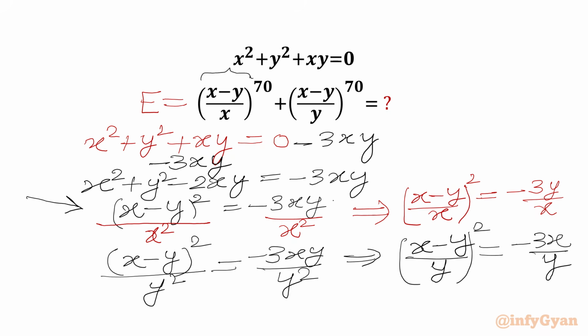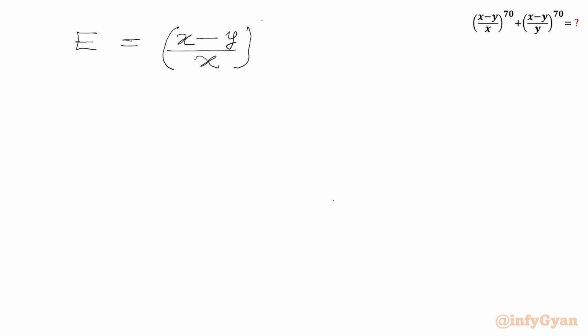Now we have to factor the exponent 70 as 2 times 35. So I will write E equal to x minus y over x with whole power 2 times 35 plus x minus y over y with whole power 2 times 35.